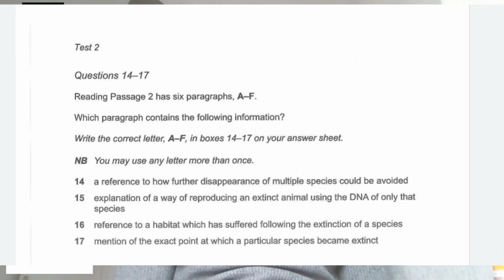I will still read other statements. Explanation of a way of reproducing an extinct animal using DNA of an... there's nothing like that. Reference to a habitat which has suffered following the extinction of a species, nothing like that. Mention of the exact point at which a particular species became extinct. So I will pick F for that.